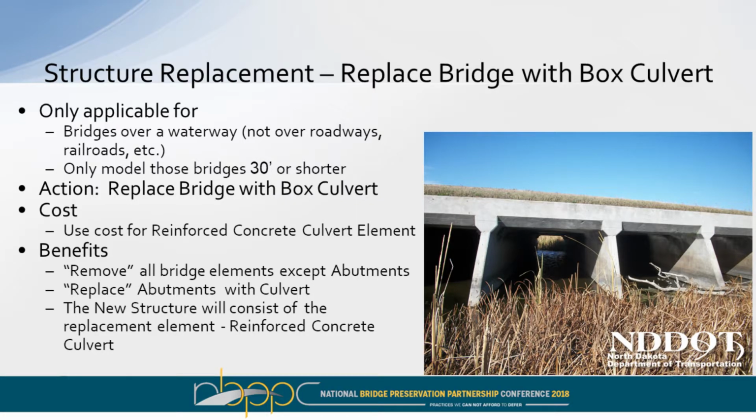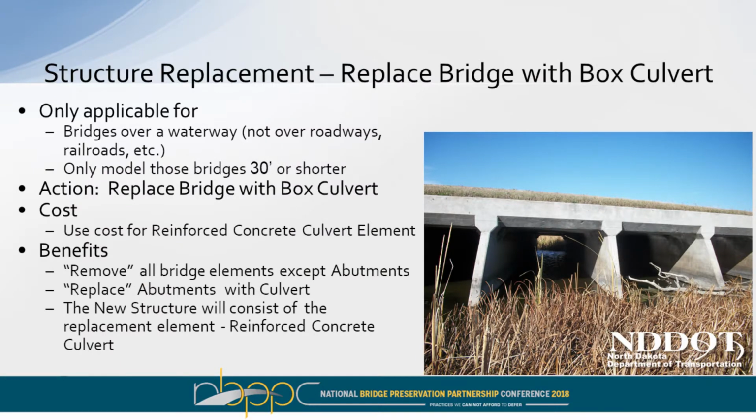For structure replacement with a box culvert, as I mentioned, here's where we came up with something somewhat innovative. As far as the benefits, we removed all of the bridge elements except for the abutments. Then we replaced the abutments with a reinforced concrete culvert. That basically doubles the length because we have two abutments. So we're going to put in a box culvert that's twice as long. We use a cost for that box culvert. And again, we've got to make sure that we get all the costs in there, but we end up with the right element at the end.